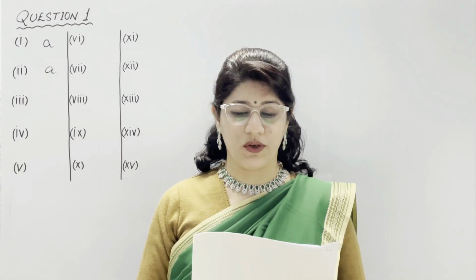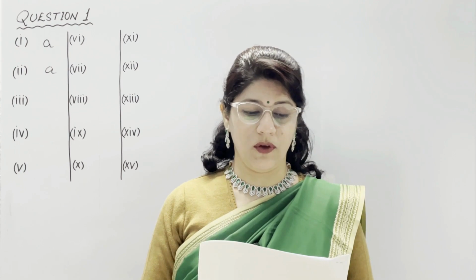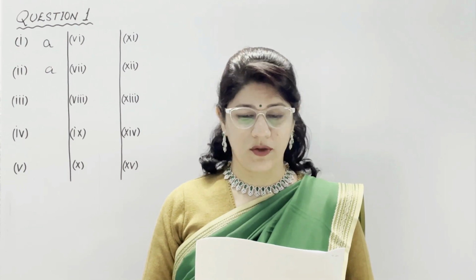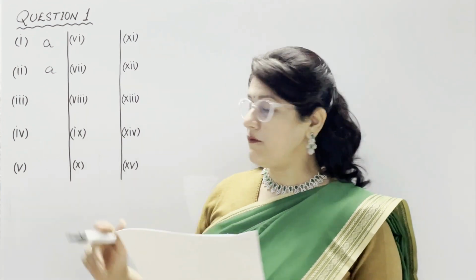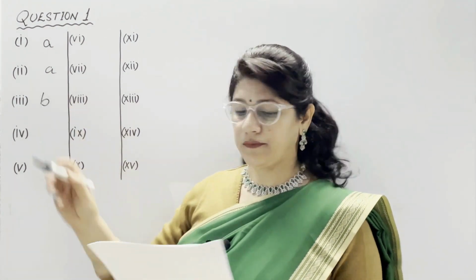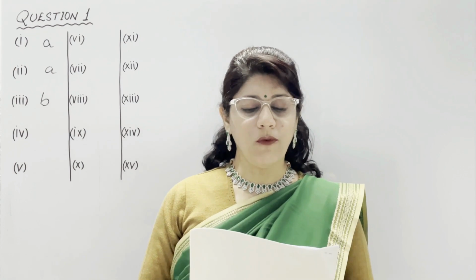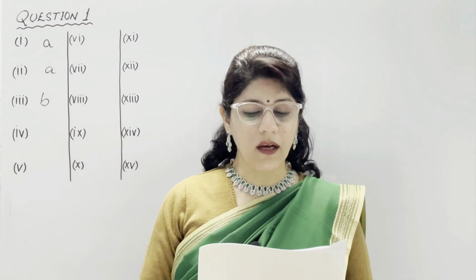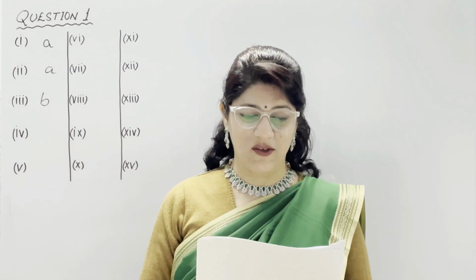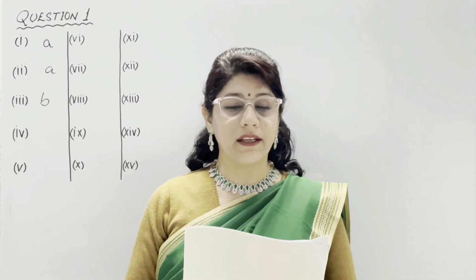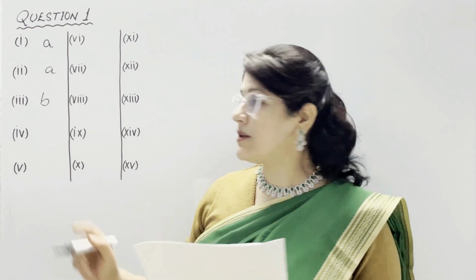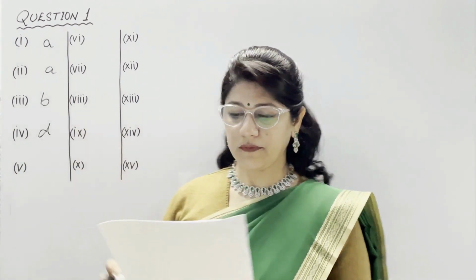Correct option is A. What is responsible for guttation, meaning oozing of water from the margins of leaves? Osmotic pressure, root pressure, suction pressure, or capillarity. Correct option is B, which is root pressure. The loss of water as water vapor from the aerial parts of a plant is known as evaporation, perspiration, guttation, or transpiration. The correct option is D, which is transpiration.